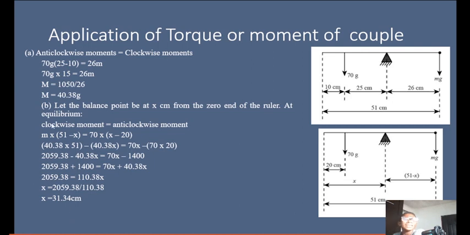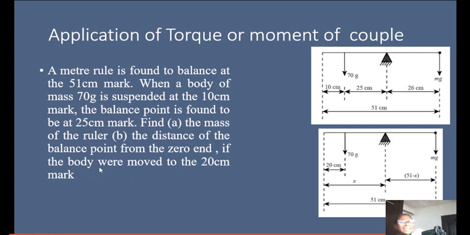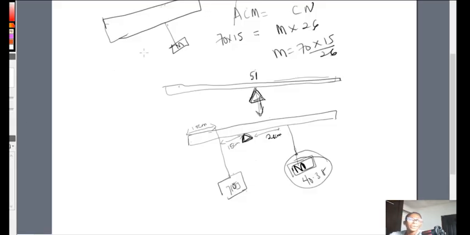So we continue. Then part 2: find the distance of the balance point from the zero end if the body were moved to the 20 centimeter mark. So now look at what has happened. The first time the mass was at 10 centimeter. Now we are shifting this from 10 to the 20 centimeter mark. So this is where they now put this 70 gram. Don't forget, the mass of this body will still be at 51.